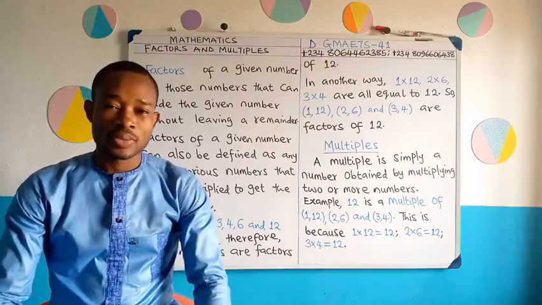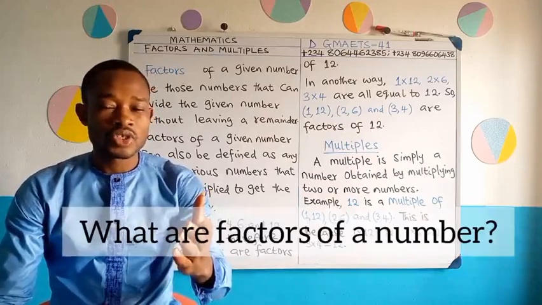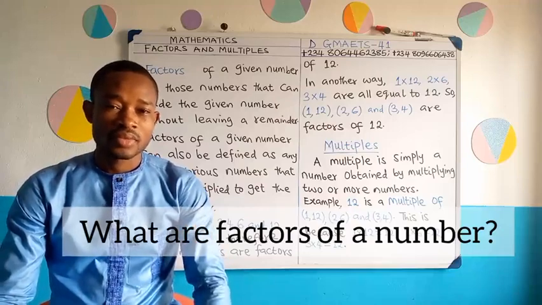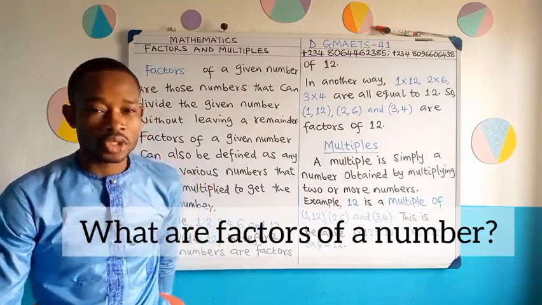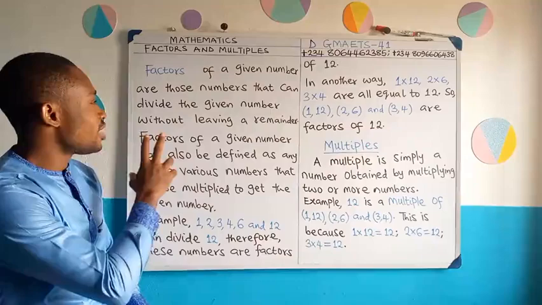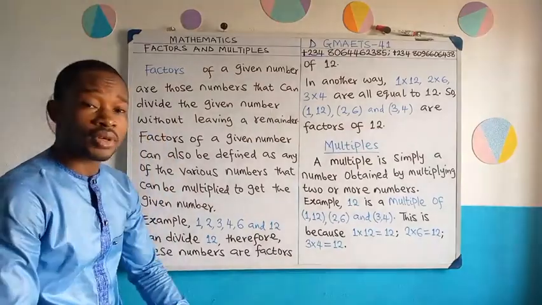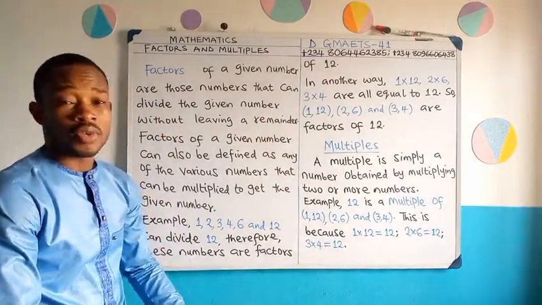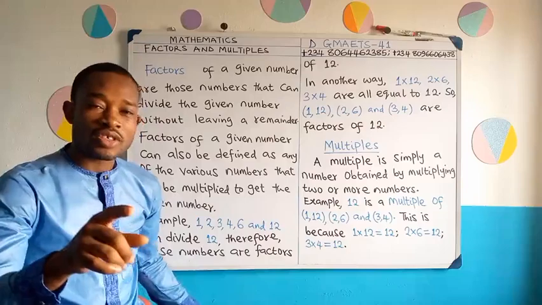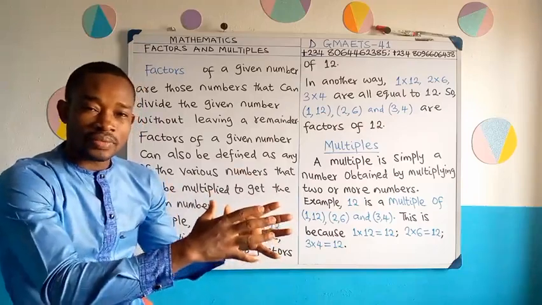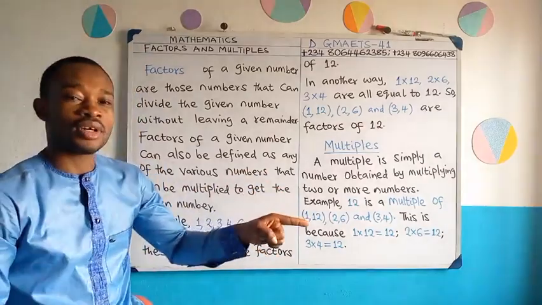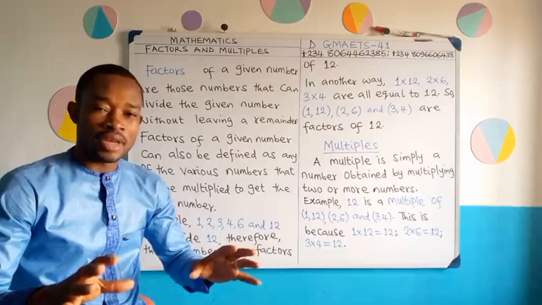Factors and multiples. So first, what do you understand by the term factors? On the board here we have these short notes that will guide you. Definition of factors of a given number, and of course we have multiples, but we're starting with factors. Factors of a given number are the numbers that can divide that given number without any remainder.